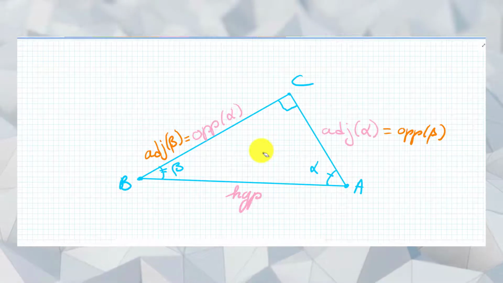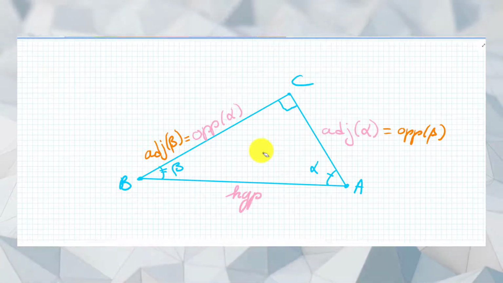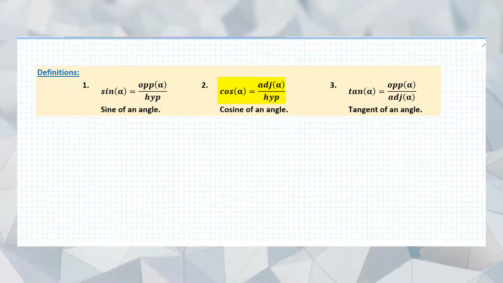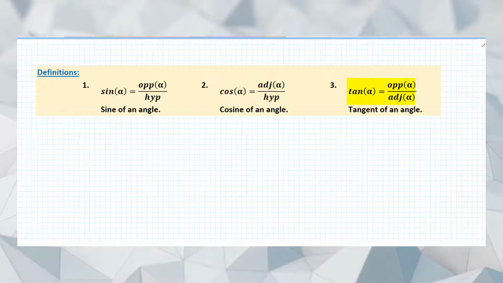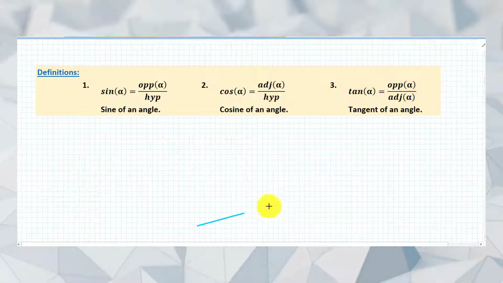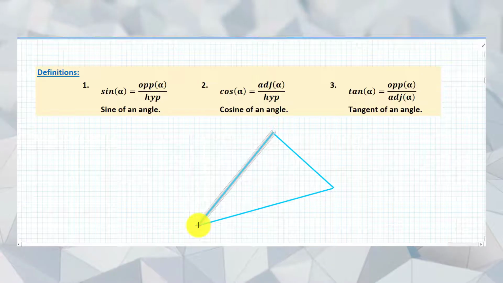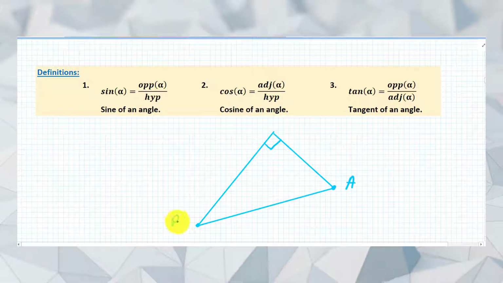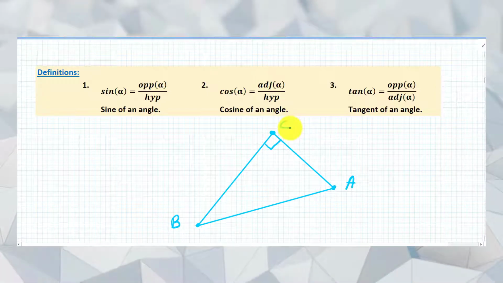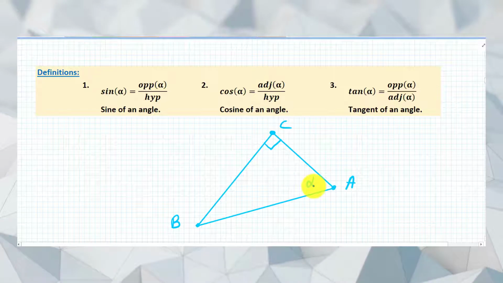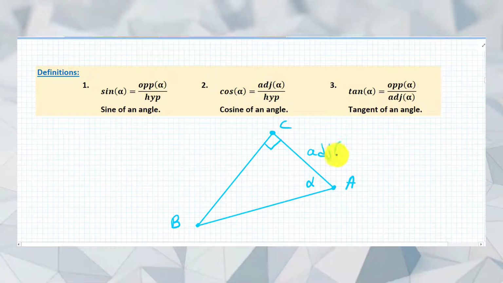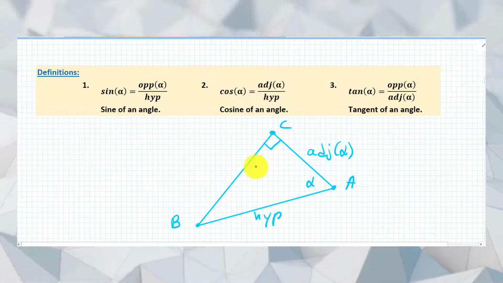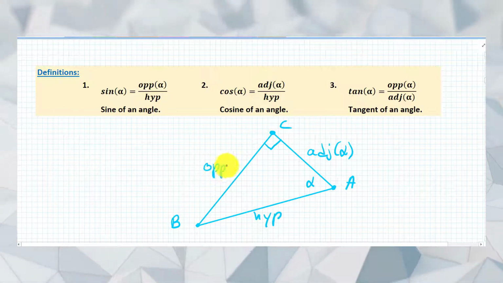But now let's recall the definitions of the first three trigonometric functions in a right triangle. Here are the definitions of the sine, the cosine, and the tangent of an angle in the right triangle. In order to understand these definitions, let's quickly draw a right triangle, like so. I'm going to assume this is a right angle. Let's call this vertex A, this vertex B, and the right angle C. This is the angle alpha. So we know this is the adjacent side of alpha. Opposite the right angle is the hypotenuse. And the opposite of alpha is called the opposite of alpha.